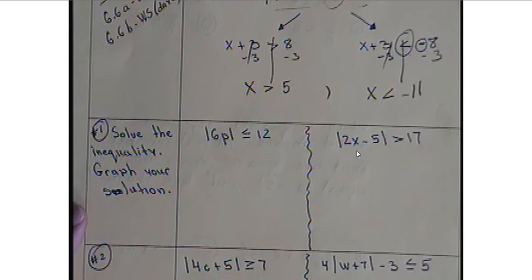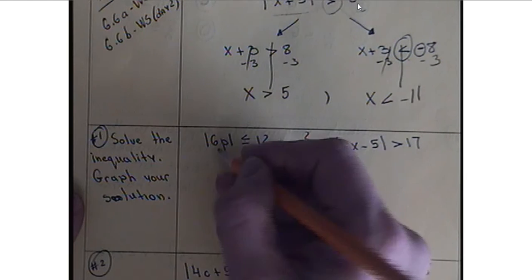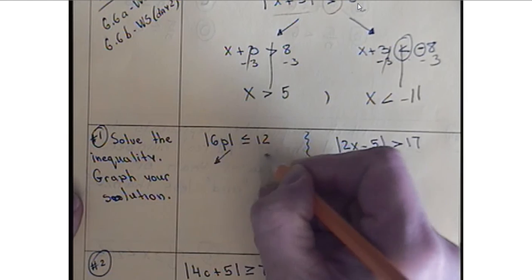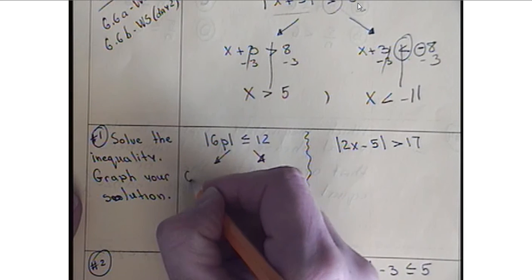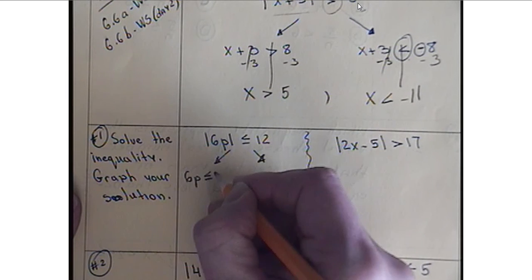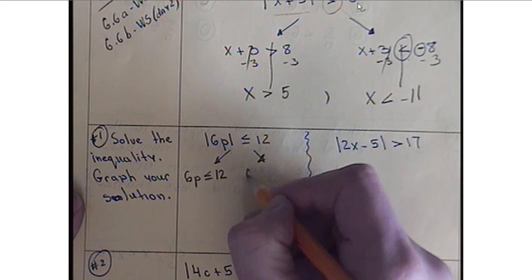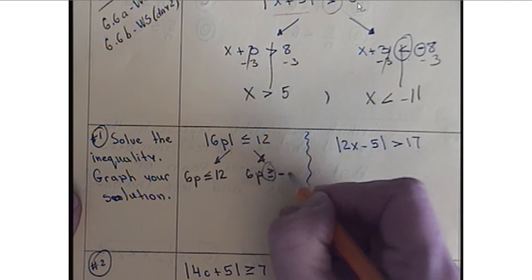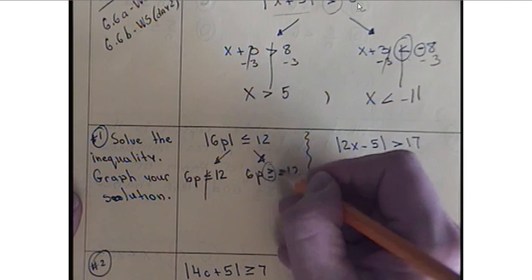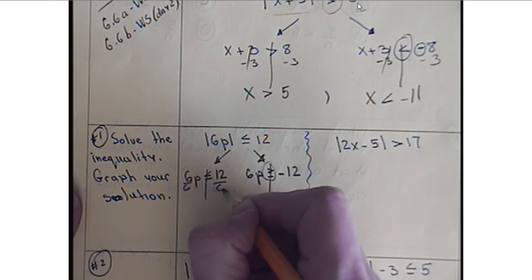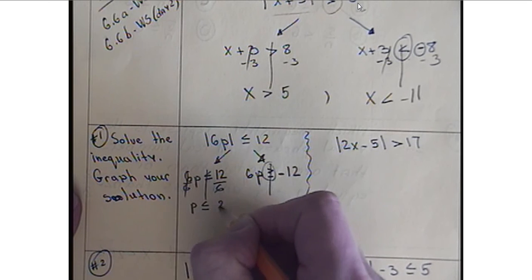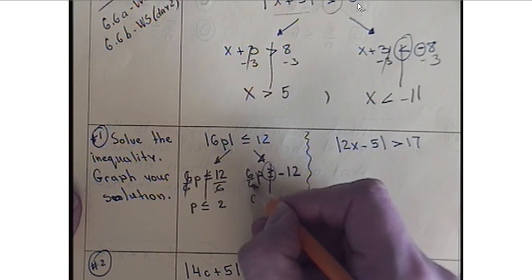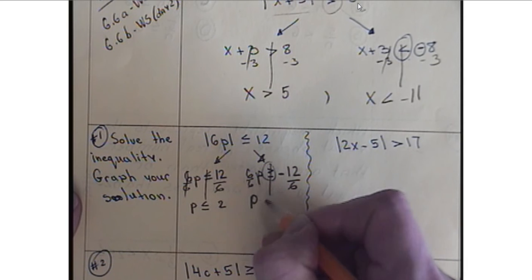Next example, solve the inequality and graph the solution. We have the absolute value of 6p, so I write 6p is less than or equal to 12, and then I write 6p greater than or equal to, remember we flip the sign, negative 12. We solve those independently. Divide by 6, so p will be less than or equal to 2, and again divide by 6, so p will be greater than or equal to negative 2.